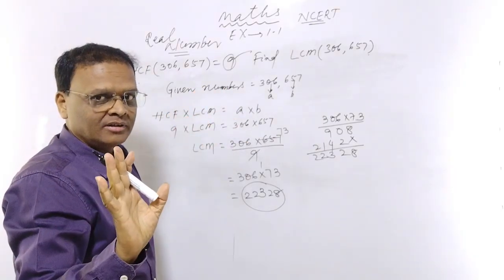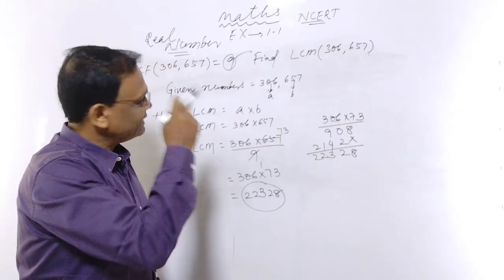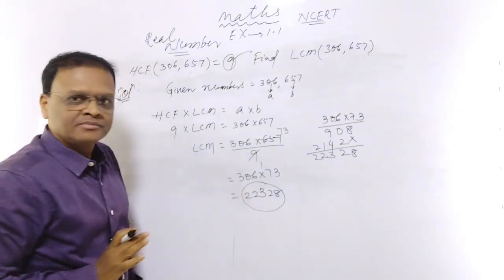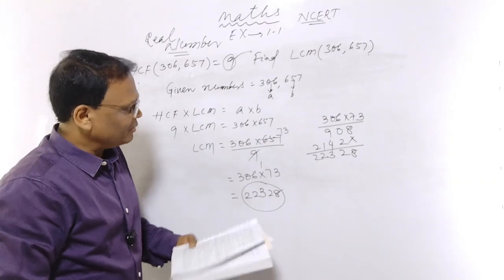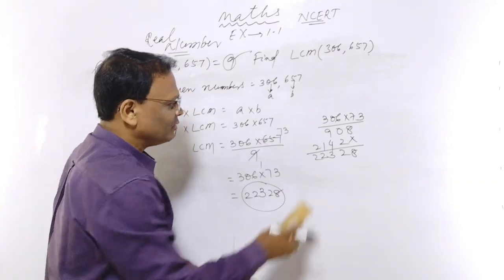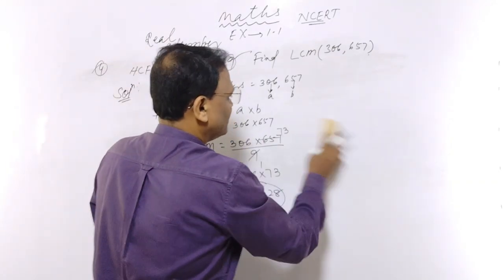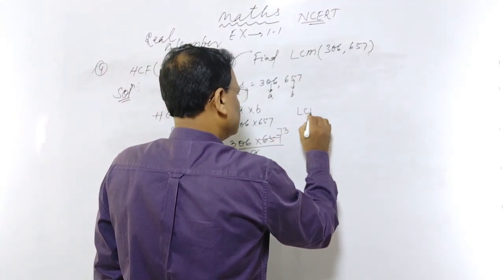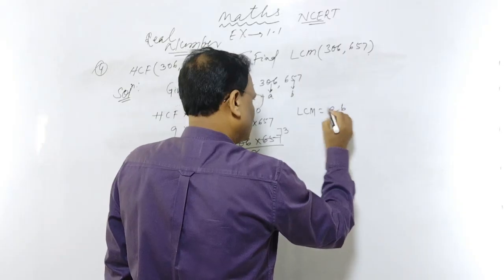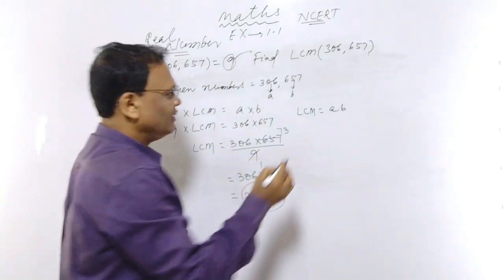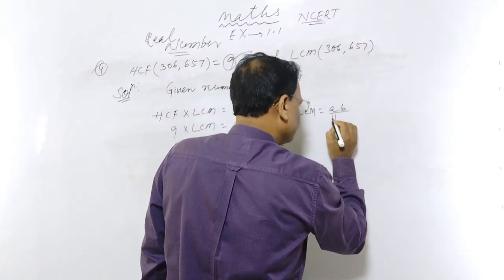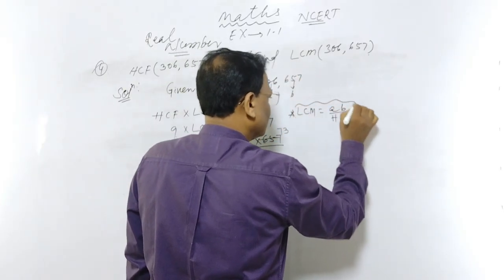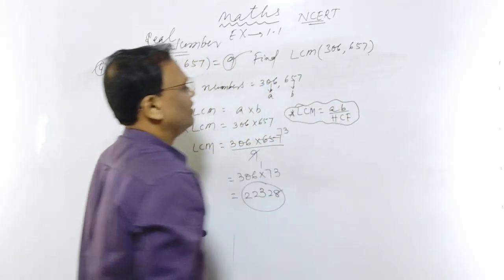Question mein kya diya, clear? Do numbers ka HCF de diya tha lekin wo LCM pooch raha tha. LCM aa gaya. Okay, so very simple. From here, one formula you are also getting directly. What is the formula? Look here. LCM is equal to the product of the two numbers, A into B, divided by HCF. Very simple. Straight. You can think of this as a formula.